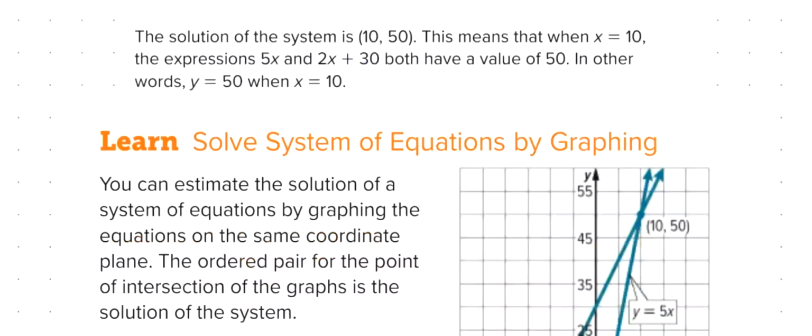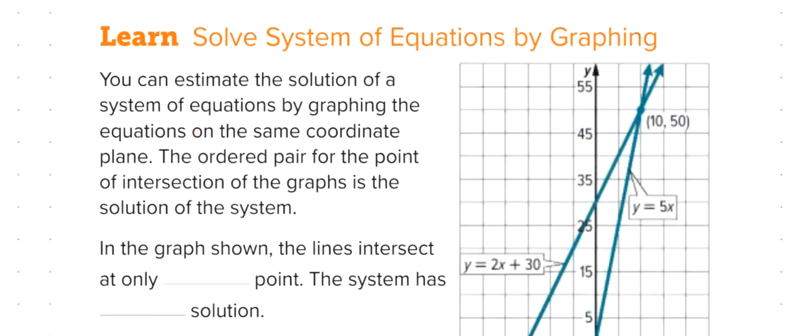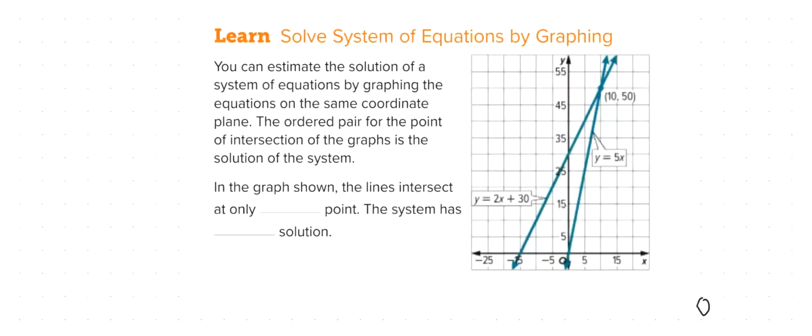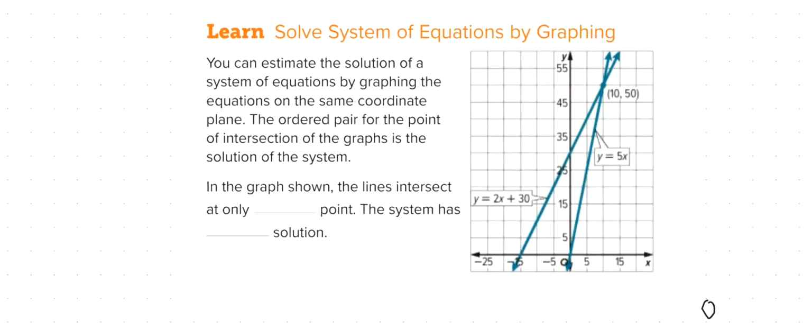Let's learn how to solve a system of equations by graphing. It says you can estimate the solution of a system of equations by graphing the equations on the same coordinate plane. So we're going to graph both of the equations, y equals 5x and y equals 2x plus 30, in the same coordinate plane.